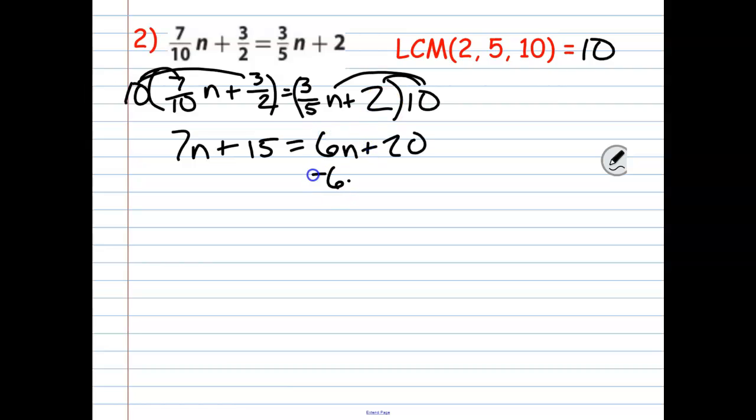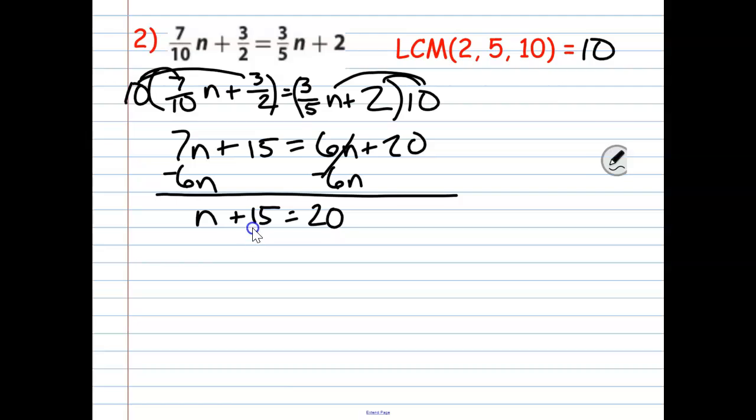I'm going to move my smallest pile of n's. And then I'm going to get n plus 15 equals 20. And now I'm just left with the one-step equation. Minus 15 on both sides. And I'm left with n equals 5. There you go.